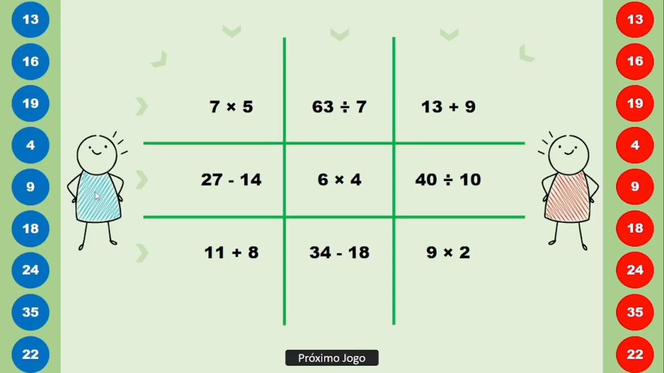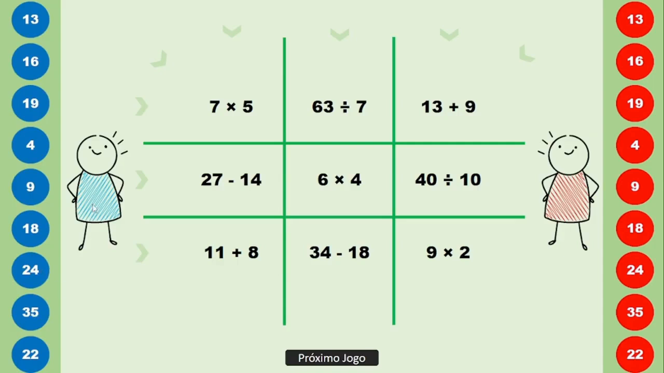The blue team will have to choose a problem and then pick the answer to that problem. So they need to be strategic, and they also need to know the correct answer to the problem. For example, the blue team chose 6 times 4. Teacher, I want to answer 6 times 4. 6 times 4 equals 24. If it's correct, the teacher will click here on 24. If it's wrong, there's no need to click. The teacher will say the answer is incorrect.